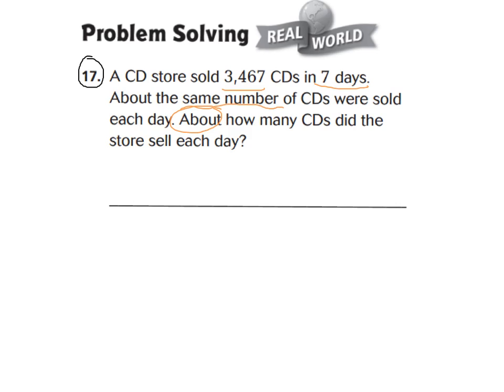Well, I can tell this is a division problem because they said same number of CDs sold each day. Same number means an equal number. So that tells me that this is a division problem. So it's going to be 3,467 divided by our 7 days. Now they want to know about how many CDs did the store sell each day. So I know I'm going to have to estimate the quotient. Now, 3,467 divided by 7. I'm going to use compatible numbers to find the estimate.